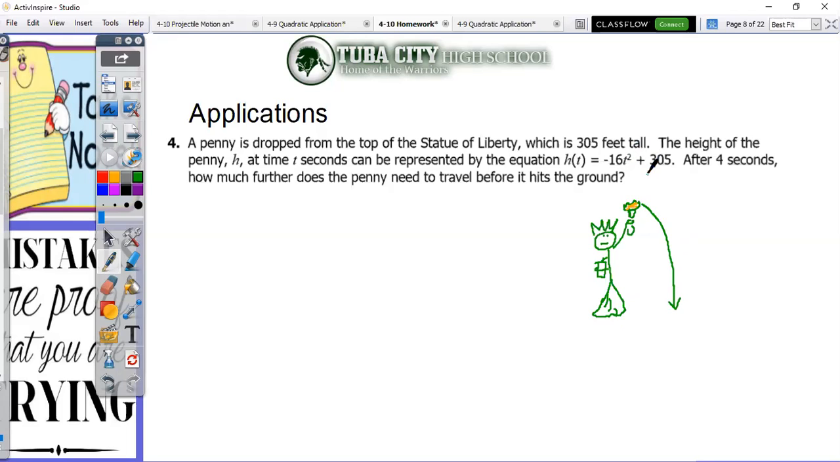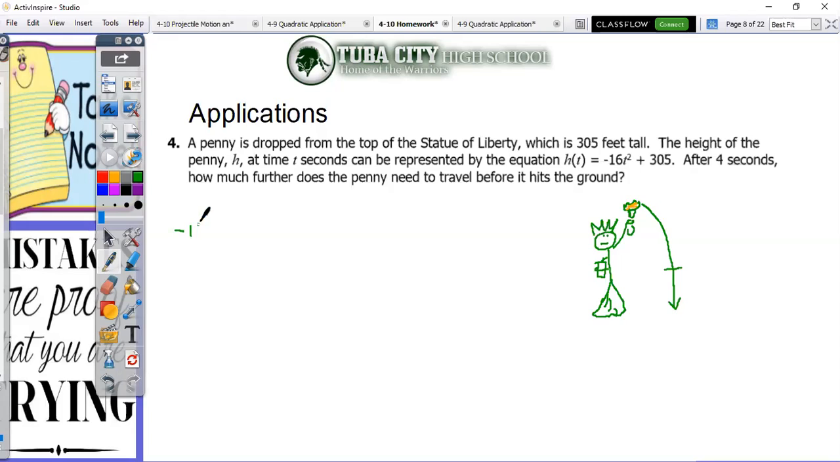This one might be a good one for completing the square, but actually we may not need to, because I don't know how long it's going to take, but we just want to know where it is in 4 seconds. That's all we want to know. We don't want to know how long it takes to hit the ground. We don't need to know the maximum height, well, we know the maximum height would be at 0 time, and we know the maximum height is 305. But again, we want to know where the penny is at 4 seconds. So that's what we're going to do.